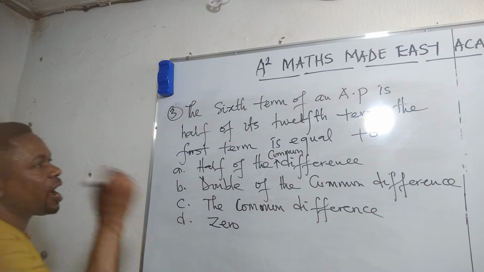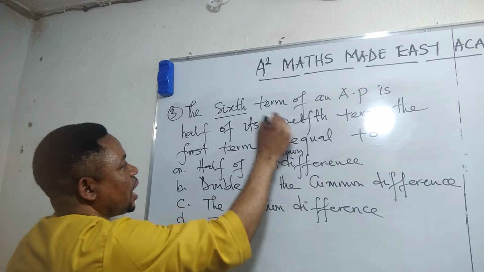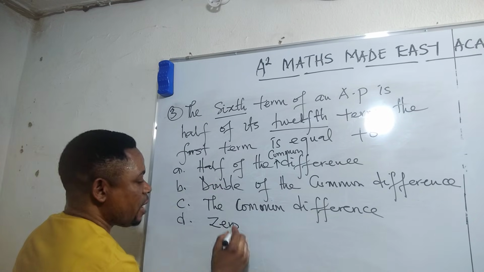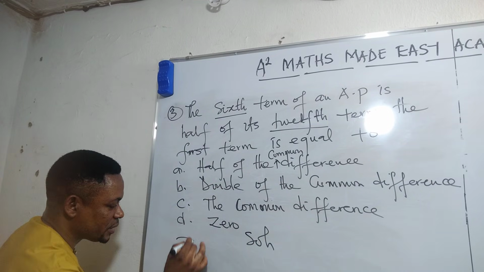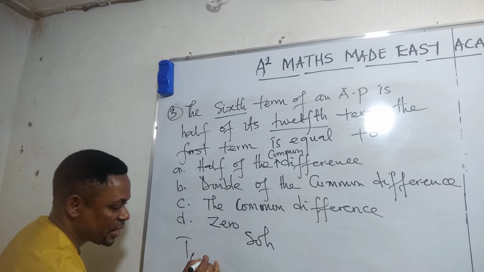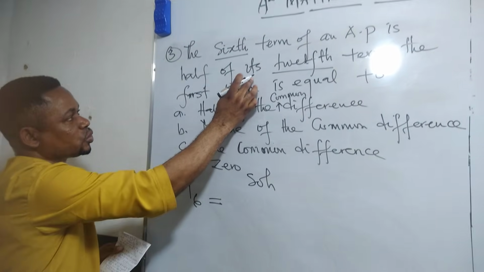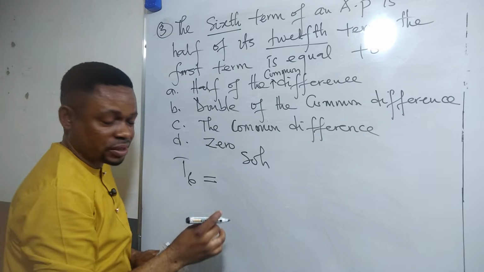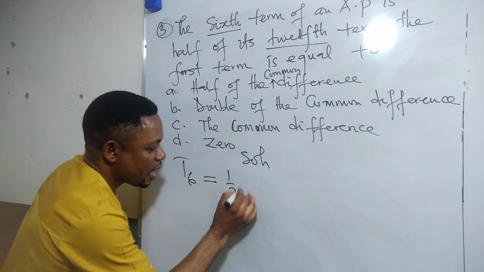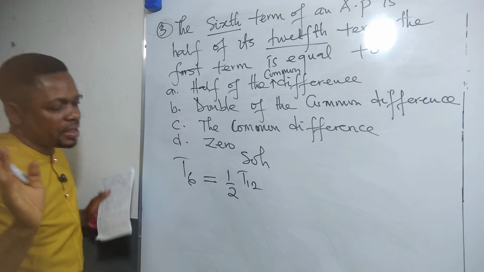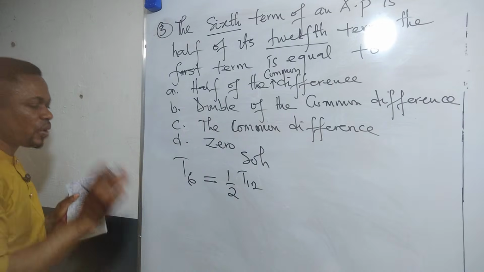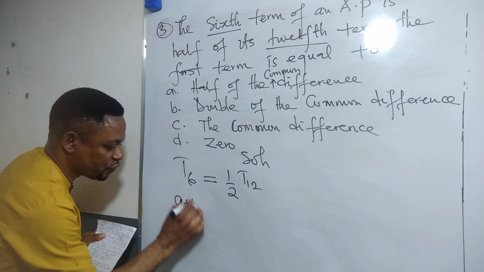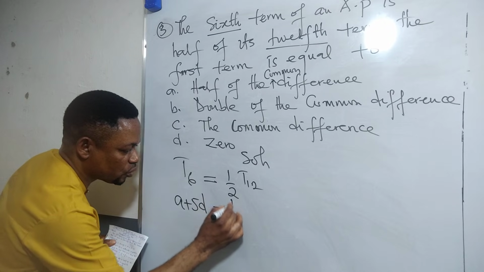Now let's go. We have two terms, the 6th term and the 12th term. So the 6th term of an AP is equal to half of its 12th term. I will now put half here and put the 12th term. I am done with the question. So now, what is the formula for the 6th term? It is A plus 5D, then equal to 1 over 2.